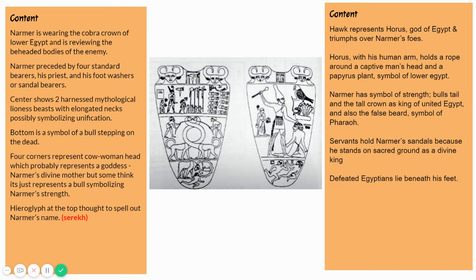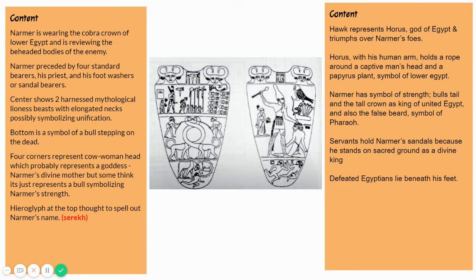Okay, we have Narmer here in the center as the symbol of strength, because if we look behind him, now we are seeing the bull's tail. And then we also have a different crown on Narmer than we did over here on the left. And this is the crown of a unified Egypt. We also have here the addition of the false beard, which is the symbol of the pharaoh.